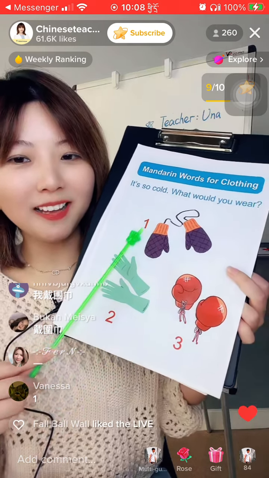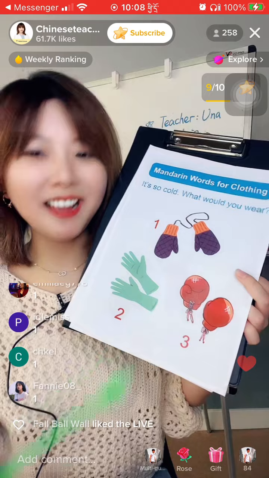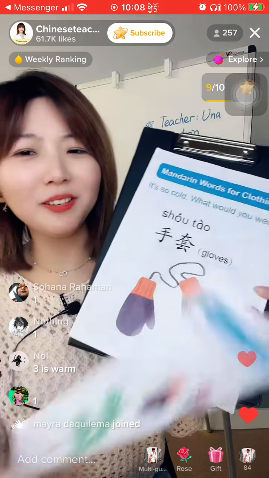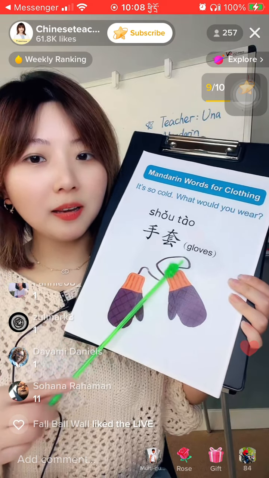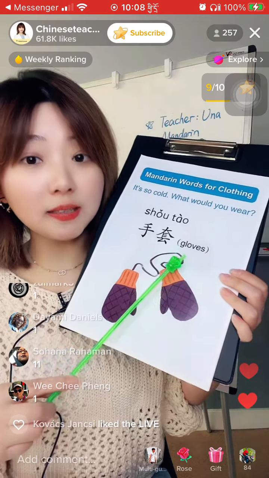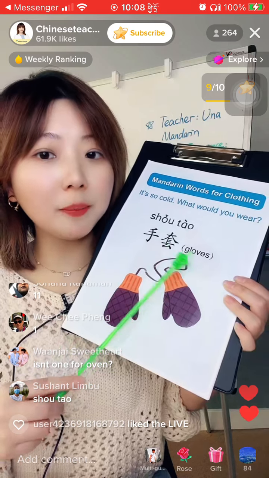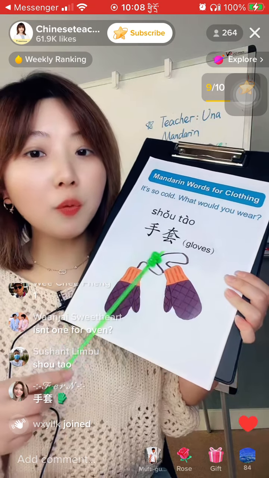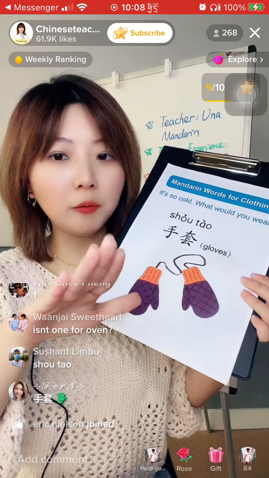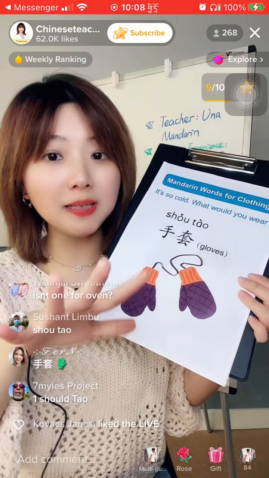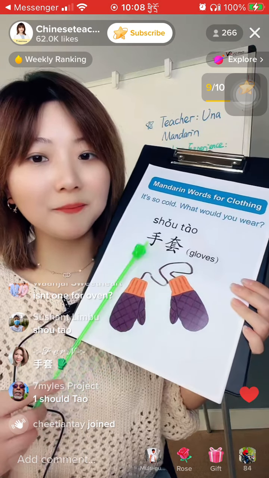1, 2, 3, go, go, go. Which one would you wear when it's cold? Yes, always number one. I feel like it's always number one. So number one is called 手套. Now let me tell you, when I'm talking about 手套, it's not only gloves, but also mittens. So there is no difference between gloves and mittens in Mandarin. If you want to really tell the difference, we say 五指手套. So 5 fingers, that's called mittens. But normally we just say 手套, no matter gloves or mittens, that's the same thing.